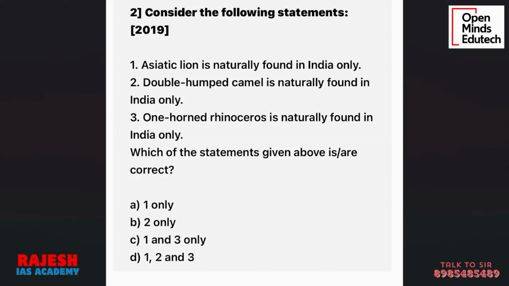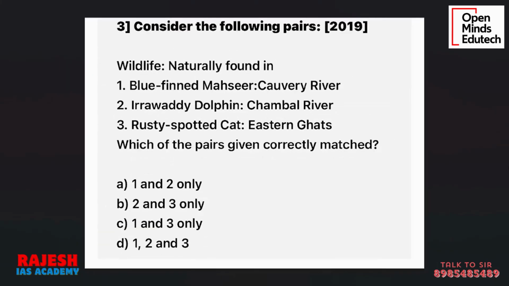That means which species are exclusive to India. Asiatic lion, right now you will not find anywhere except India. Okay, so the first statement is correct, but the second and third are wrong here. So here is a question on camel, rhinoceros and lion together.